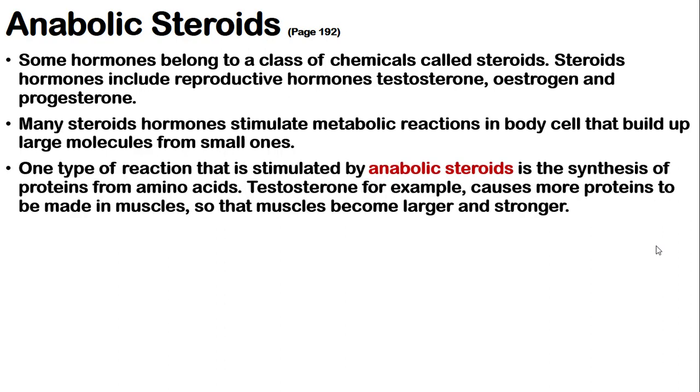One type of reaction that is stimulated by anabolic steroids is the synthesis of protein from amino acids. Testosterone, for example, causes more protein to be made in muscles so that the muscles become large and strong. Most of the people who want to build their muscle usually use anabolic steroids, either in the form of injections or in the form of food.